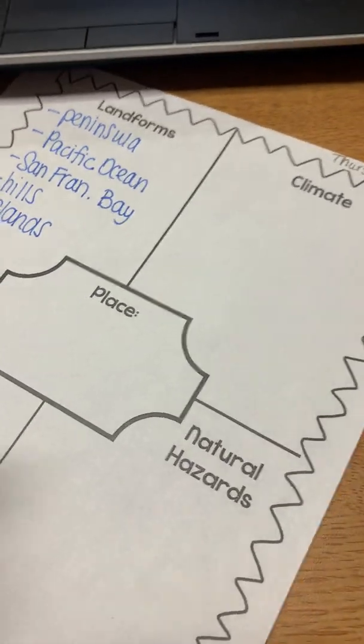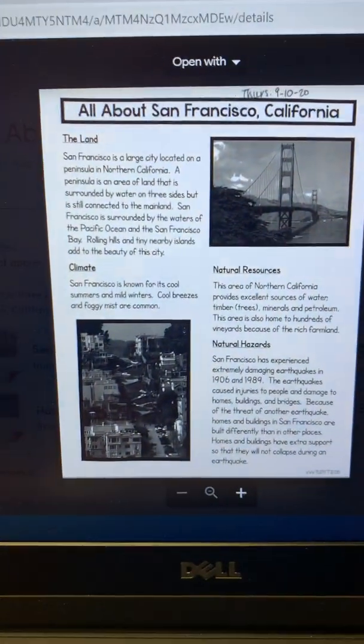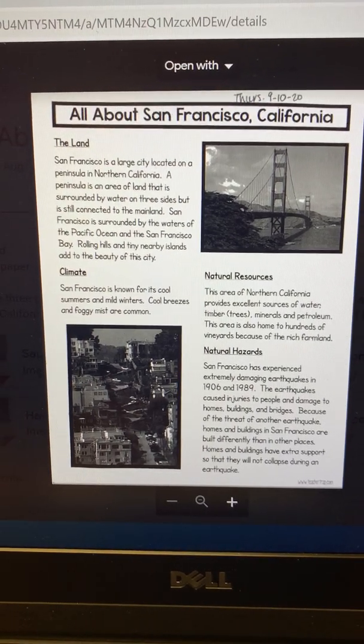Okay, and I know that I can fill in the place. Can y'all tell me where we were learning about? If you said San Antonio, you're wrong.